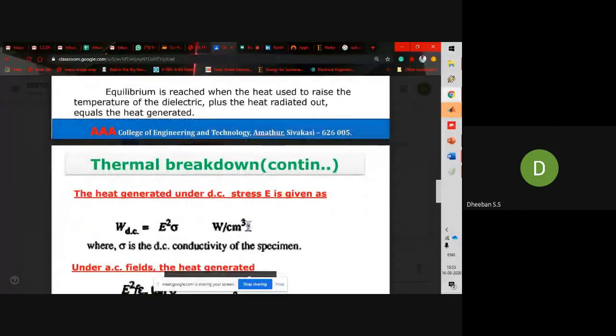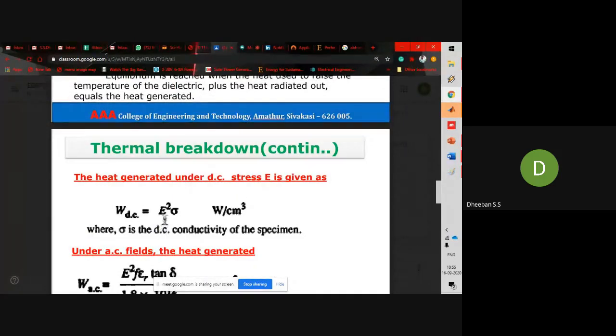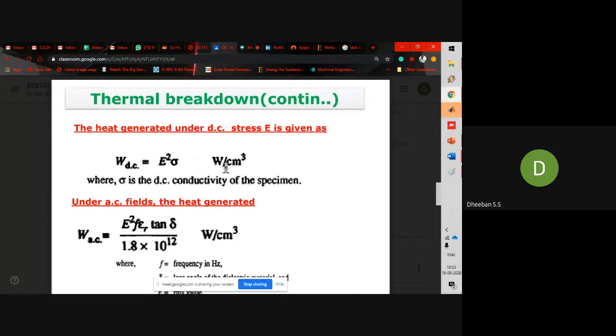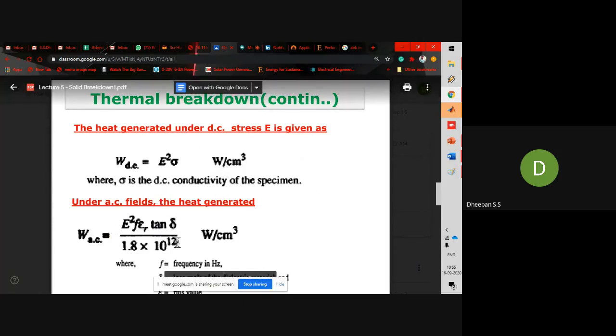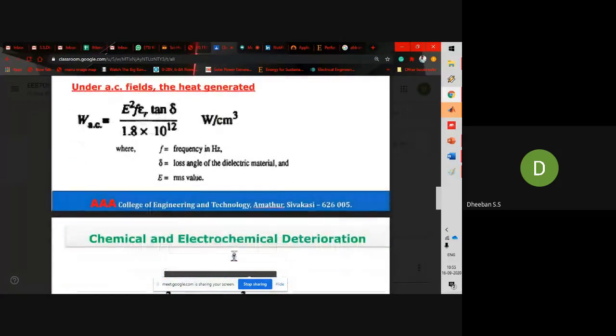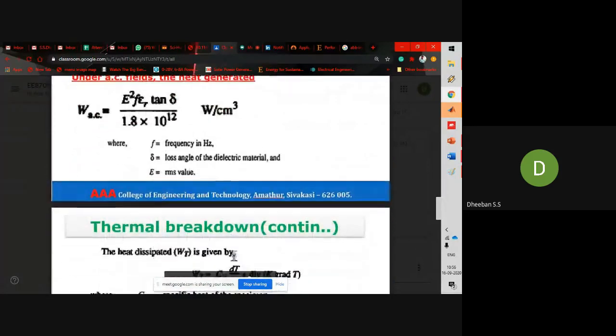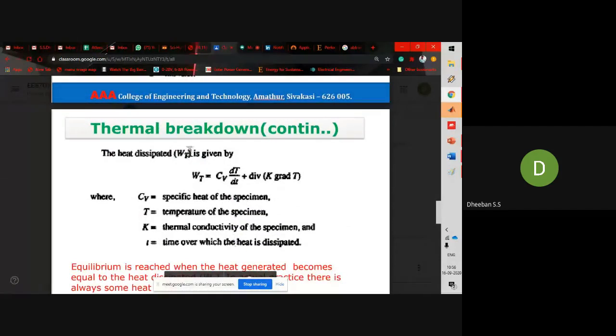So here they have given the heat generated due to the stress. Sigma is the DC conductivity of the specimen. So this is the energy, in watts per centimeter cube. If the same thing is happening in your AC field, you have to go on with this formula, where delta is your loss angle of the dielectric. So this is the main formula you have to get into.